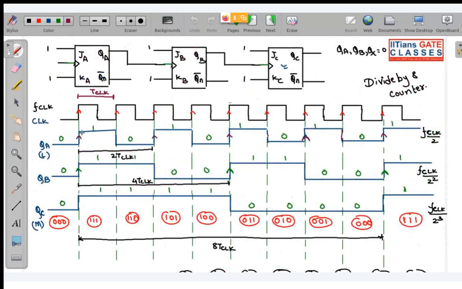So look over here. This is your Q naught in the last question. If I was applying F clock here, you can see the time period is getting doubled. So over here, this is F clock by 2, and this is QA. So at this point it is F clock by 2, over here it is F clock by 4, and over here it is F clock by 8.